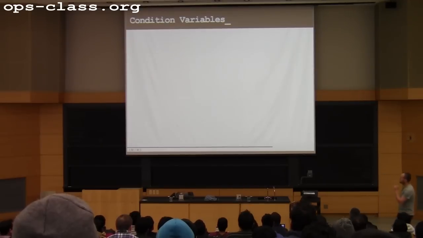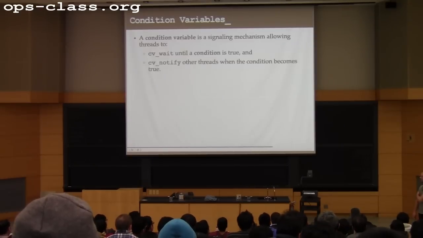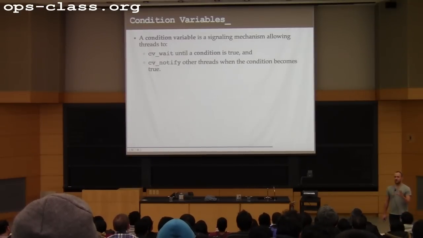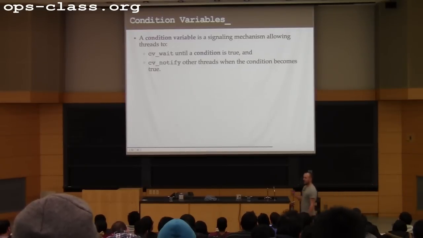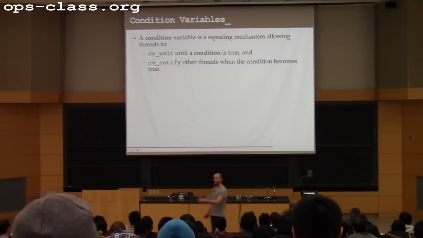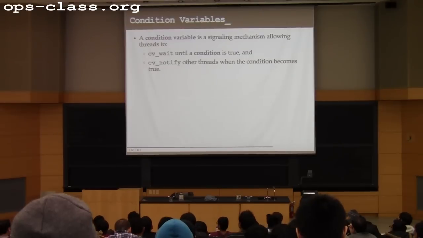And in order to do that, one of the synchronization primitives we've given you to work on for assignment 1 is something called condition variables. A condition variable is a synchronized signaling mechanism. It allows me to do a couple of things. The first thing is wait for some condition to change. Now, condition variables have no idea what the condition is. It's up to you to check the condition and use condition variables appropriately.